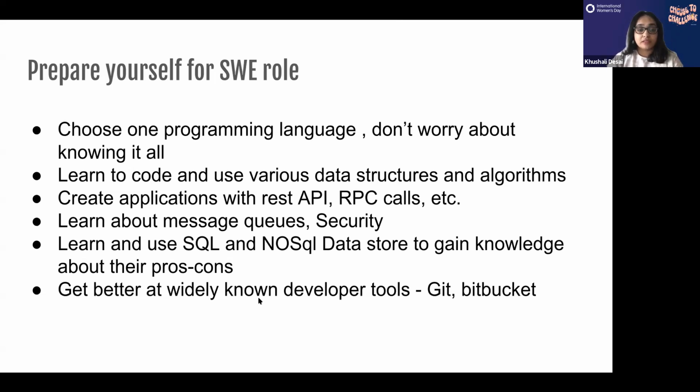The last one is to get better at widely known developer tools. You can get better at either GitHub or Bitbucket, because they are version control systems and are widely used. I think being good at them will surely help you get started more rigorously at your next role. It could happen that the company might not be using GitHub, they might be using something totally different. But if you know how GitHub works, how branching and the master branch and everything works, it will be much easier for you to make that transition.